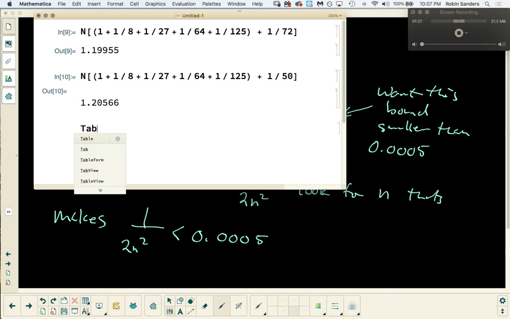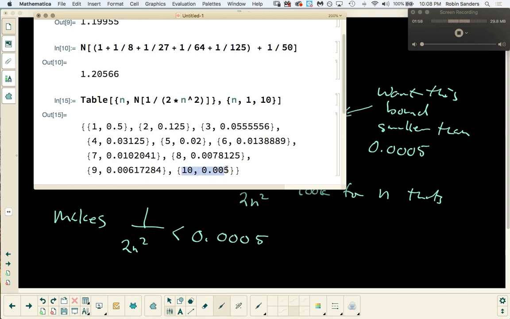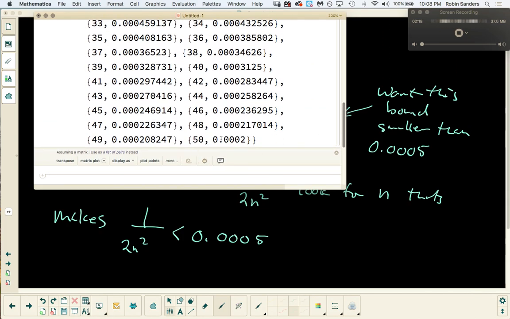So what I'm going to do is make a table of decimal values of 1 over 2 times n squared. Let's look at the first 10 of them. And when I do that, I notice that even with n equal to 10, the bound on the tail of the integral is still way too big. So I'm going to have to increase my table. We'll go from 10 to 50. And this time, when I look at the integral values, I notice that by the time I'm at 50, I'm way smaller than the bound that I need to be, which is 0.0005.